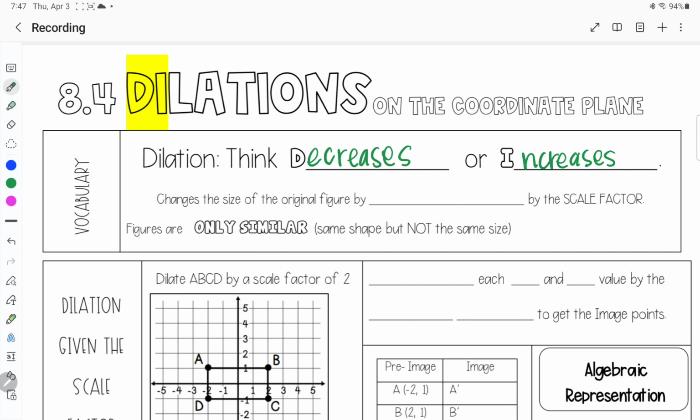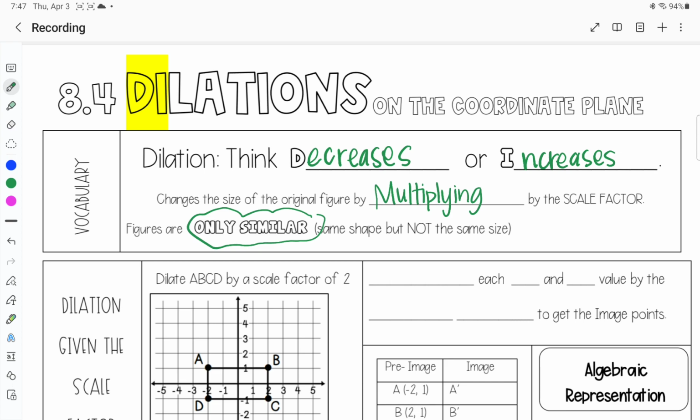So this changes the size of the original figure by multiplying by the scale factor. And then again, these become only similar. They'll stay the same shape, but they're not going to stay that same size once we multiply them.